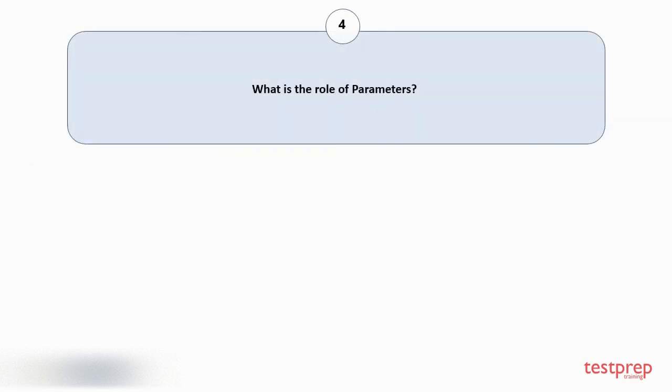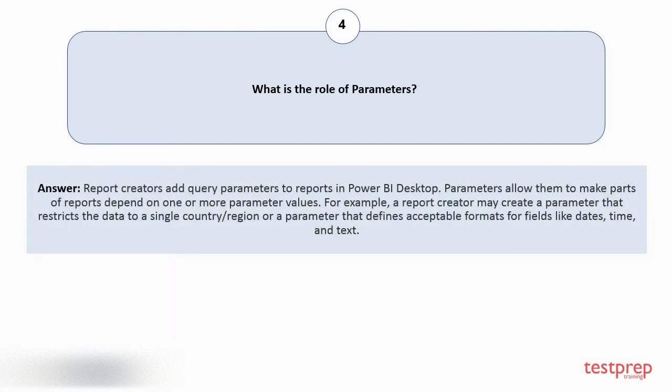Question number 4, what is the role of parameters? Your answer is report creators add query parameters to reports in Power BI Desktop. Parameters allow them to make parts of reports depend on one or more parameter values. For example, a report creator may create a parameter that restricts the data to a single country or region, or a parameter that defines acceptable formats for fields like dates, time, and text.